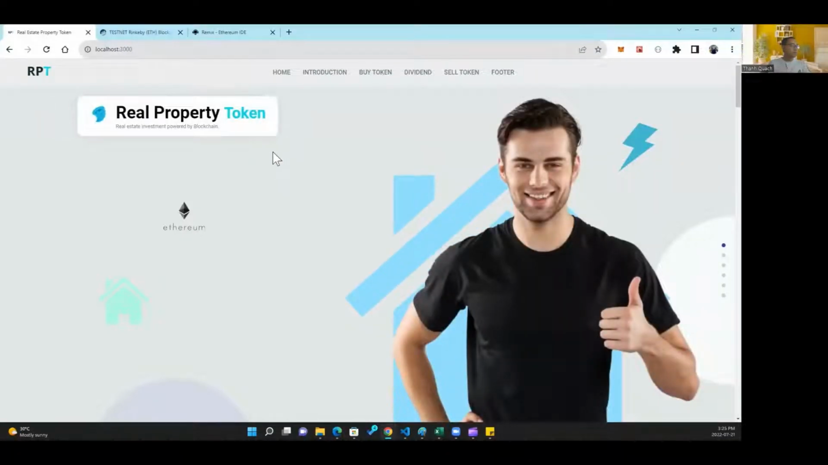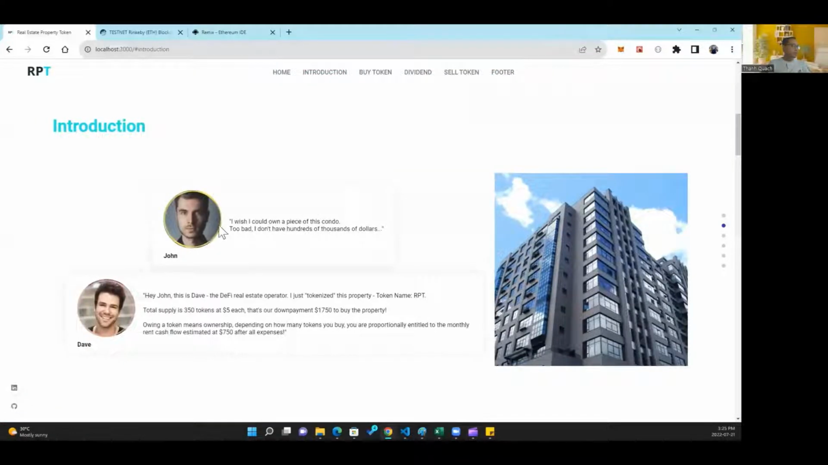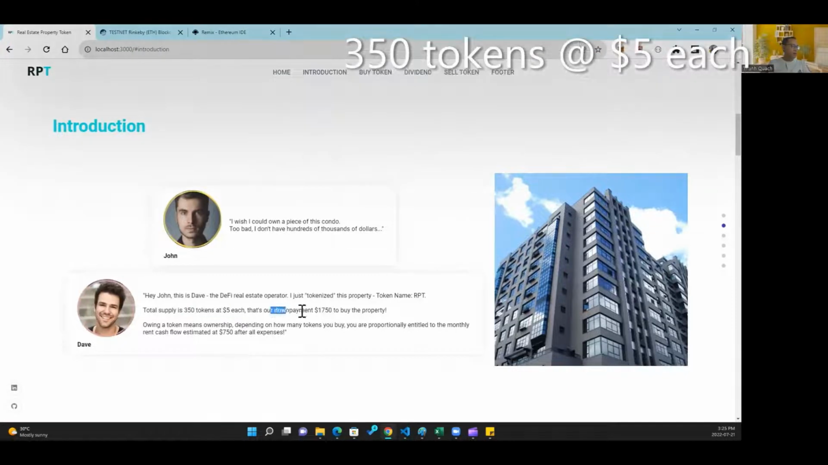So this is the front end of the app. Let's get into the introduction. So basically, this is John and this is Dave. John is the investor. He wishes he could own a piece of this condo, and Dave has basically just tokenized these properties, and he has 350 tokens at $5 each. And this is the down payment to buy the properties. Please disregard this number because I just made it up so that I can demonstrate the function.